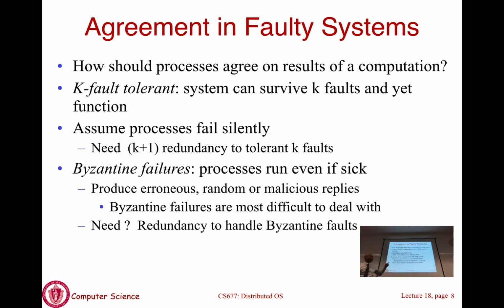That's not true if you have Byzantine faults where processes or servers continue to run even if they're faulty, and then they produce erroneous, random, or malicious errors. They can do whatever they want. So if you assume that you can have Byzantine faults, you cannot trust the output of any one server because it may be producing bad output. So then you need more than K plus 1, a lot more than K plus 1. In fact, we'll see that you might need at least 4 times the number of servers to deal with that kind of faults.